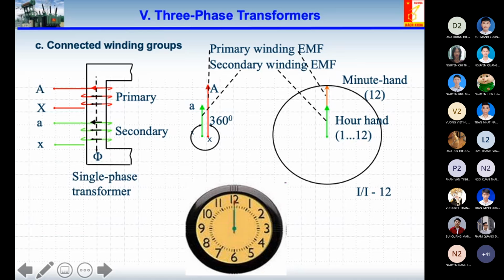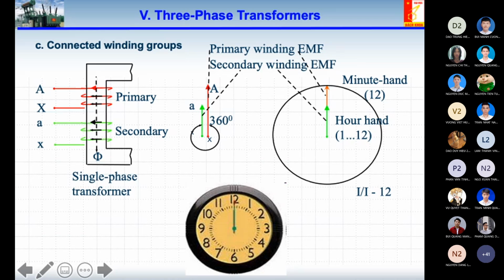For that, you can see the watch is showing 12 o'clock here, because here we are considering the single phase. So that's why we get the vector group denoted I, I source I here, at 12 o'clock.